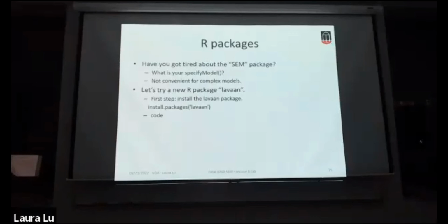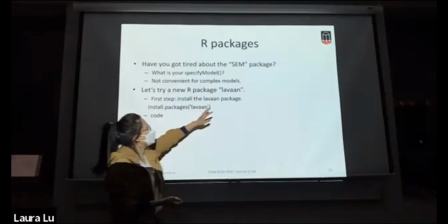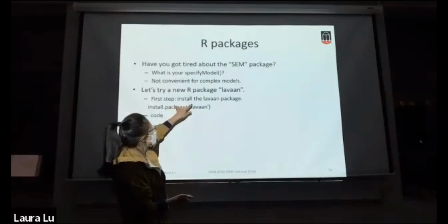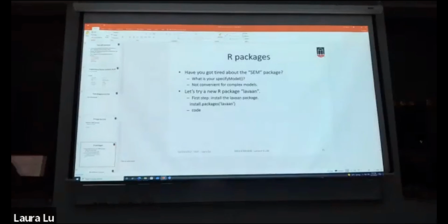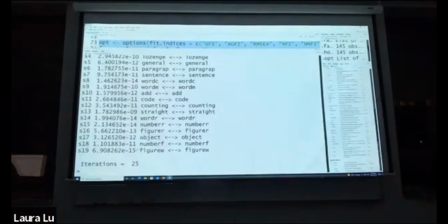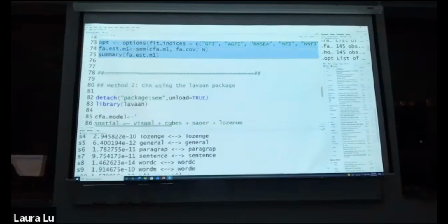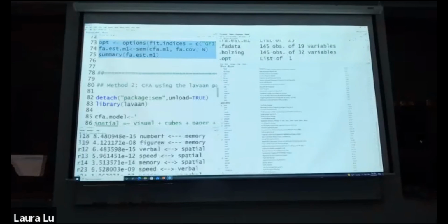Then let's try a new package called lavaan to simplify the code. If you haven't installed the package, the first step is to install the lavaan package. There are two ways. You can type install.packages for lavaan inside the R code, or you can just use RStudio to install the package here. Click on Packages, Install, and lavaan.